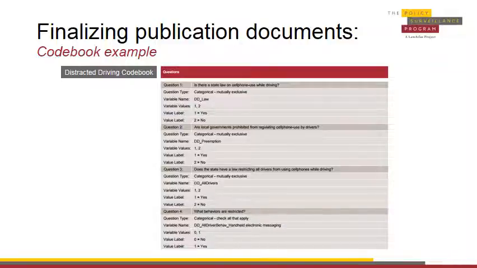The codebook is also used to identify variables which are displayed in the data file for your project. For example, you will see in the above example that question 1, "Is there a state law on cell phone use while driving?" is represented by the variable name ddlaw on the data page. On the data page, questions are shortened into these variables and are listed in the top row of the data page.